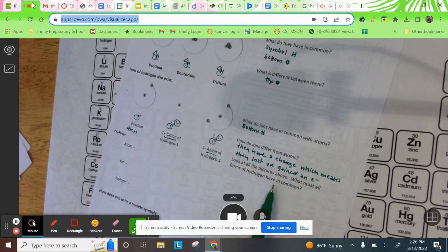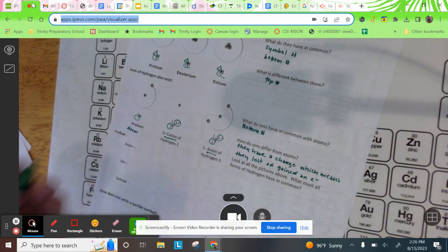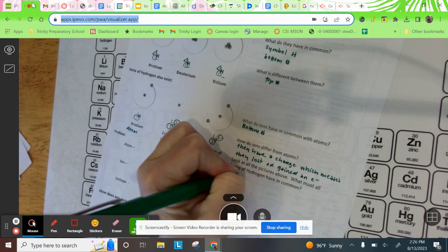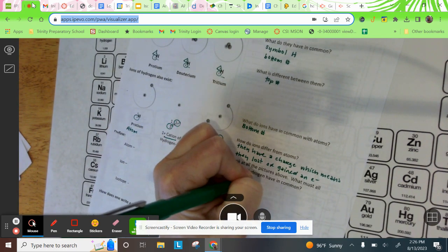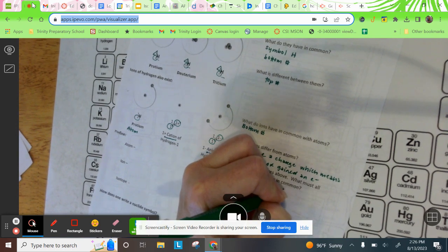All right, look at all the pictures above. What must all four of hydrogen have in common? So we circled at the beginning, they all have that one number. Do you remember what that number indicates? Well, they all have the same symbol as well. They all have hydrogen H. So besides that, they all have to have the same number of protons, which is what that number indicates on the bottom.